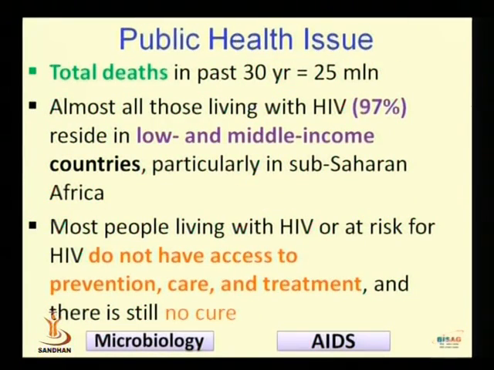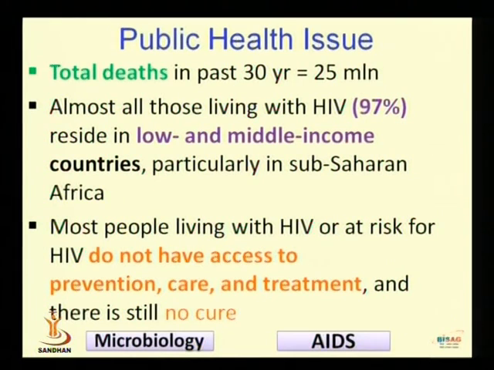Now, if we consider this as a public health issue, in the past 30 years, totally 25 million people have died. And at present, where 35 million people are living with HIV, around 97% of these people are in low and middle income countries, that is, developing or what we call poor, underdeveloped countries.